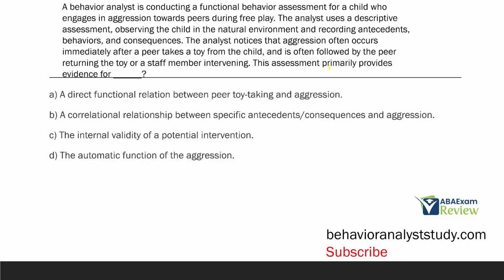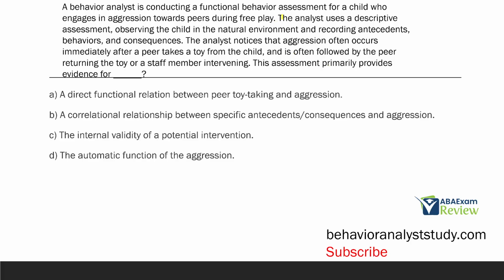I really like this question. It's a good teaching question. It's a good way to understand what our different assessments do, and that we always need to remember that we're not trying to prove too much with this type of assessment. Now, what do I mean by that?